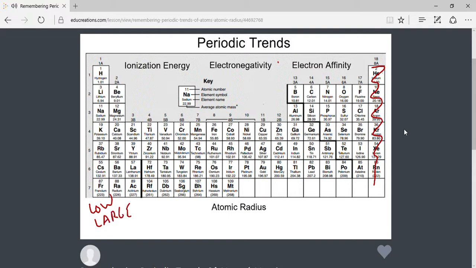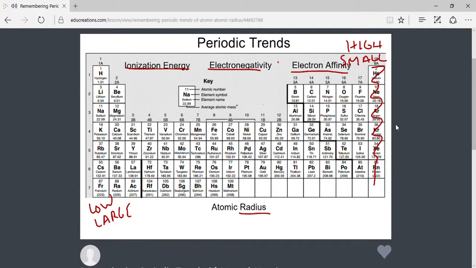The opposites of the words low and large go in the top right corner, opposite of low being high, opposite of large being small. Recall that large and small refer to size or radius. Low and high refer to ionization energy, electronegativity, electron affinity. This is a good memory tool that will give you a general idea how to recall the periodic trends.